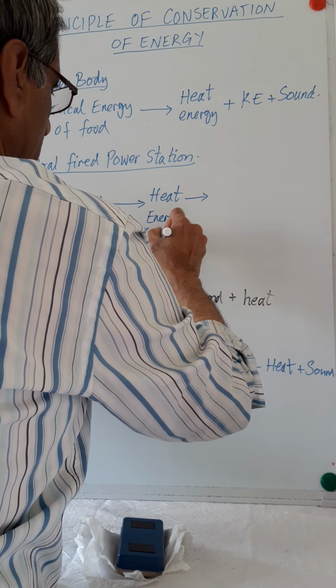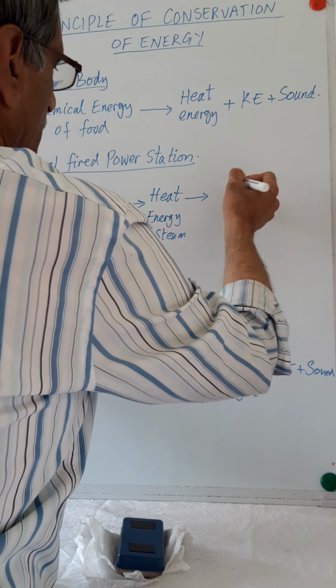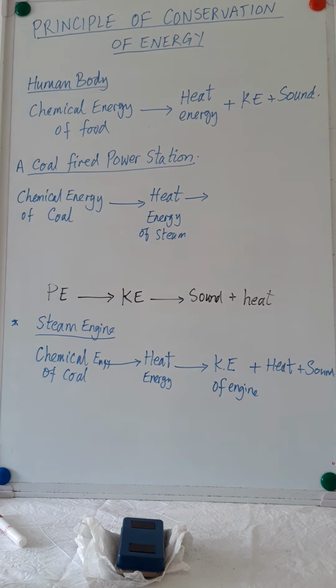The heat makes steam. The steam drives a turbine, which changes to kinetic energy of the turbine, and the turbine drives a generator, which produces electrical energy.